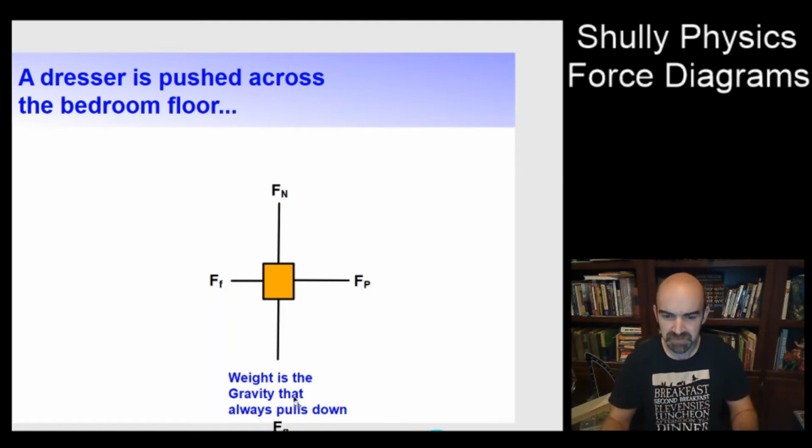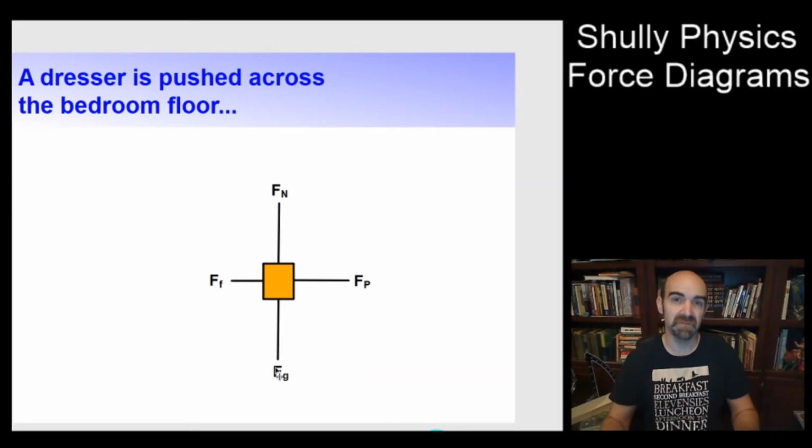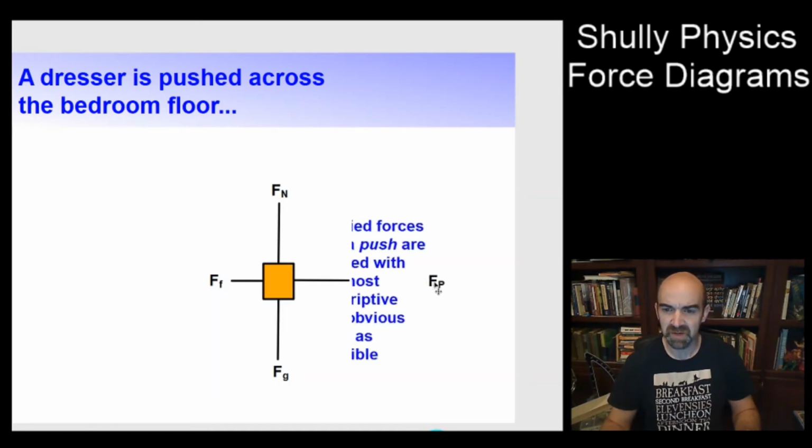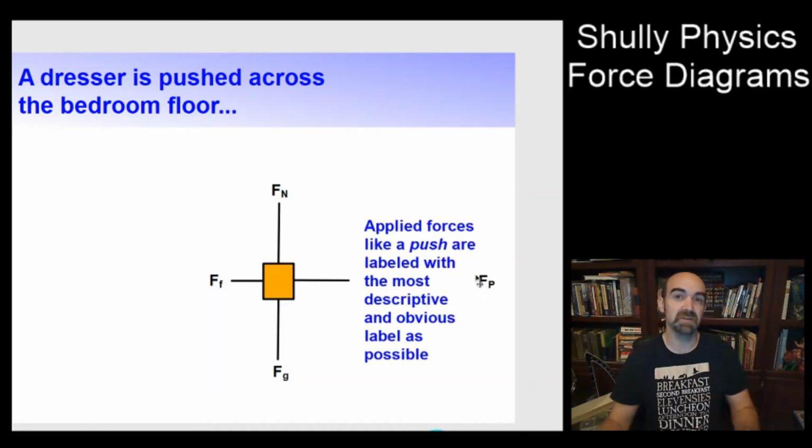All right, but as you notice, I'm only labeling forces. We're not labeling velocity or inertia or even acceleration, just forces. And that's what's going to be important here. That's what we're going to use to apply Newton's second law to determine things like acceleration or velocity later on. What about FP? Well, sometimes you've got these applied forces. The scenario says the dresser is being pushed across the bedroom floor. So applied forces like a push. And in this scenario, I guess I'm pushing it to the right.